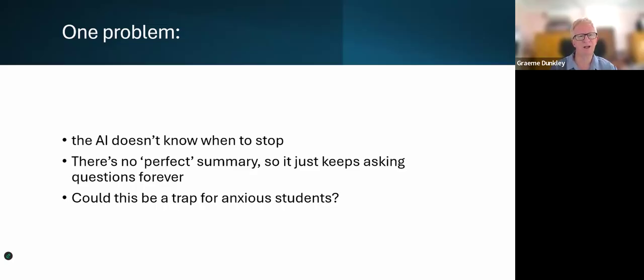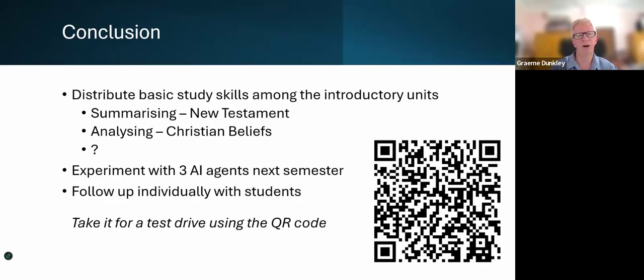So here's what I want to do. I want to distribute the basic study skills across the introductory units, thinking carefully about which sort of skill might fit best in which unit, experiment with 3 AI agents next semester, and then follow up individually with the students who use them and just chat to them about what their experience was and whether it was useful.